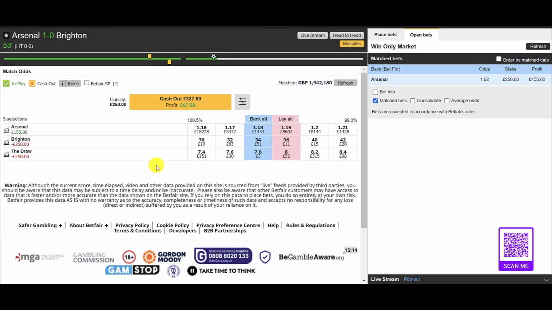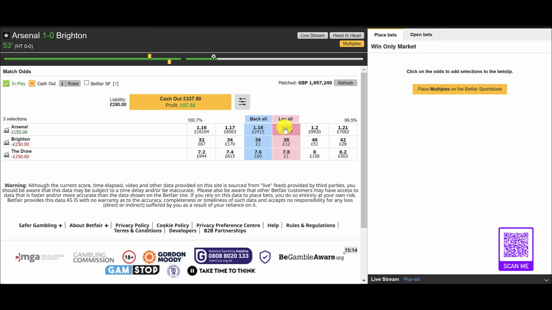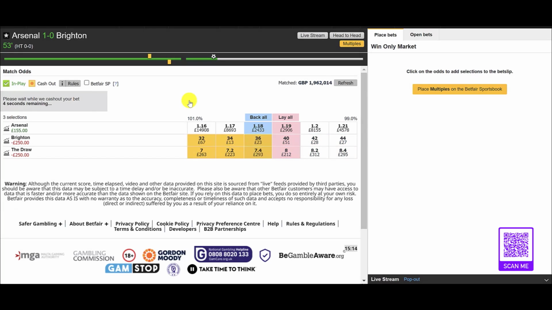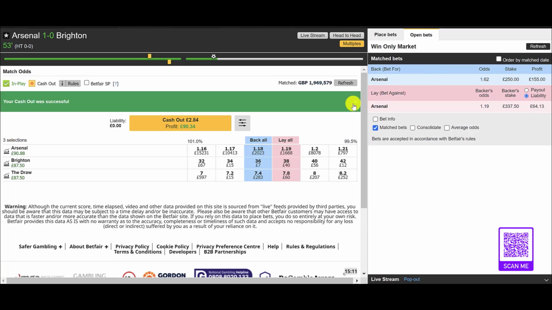Well, we didn't have to wait long for that one. I told you the goal for Arsenal was clearly overdue, and they've scored it very early in the second half. Okay, so anyway, their price has crashed in to 1.19. Pretty straightforward trade, pretty straightforward football trade. Nothing really too fancy about this for those that are a little bit more experienced with it.